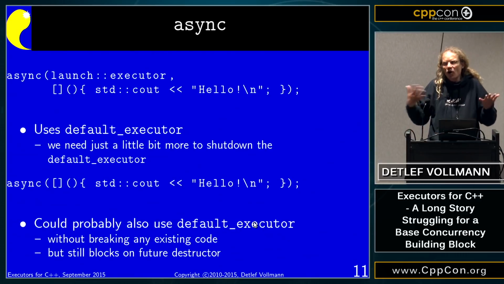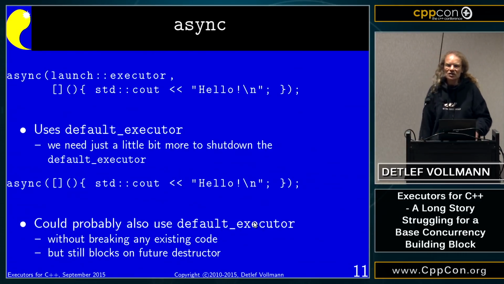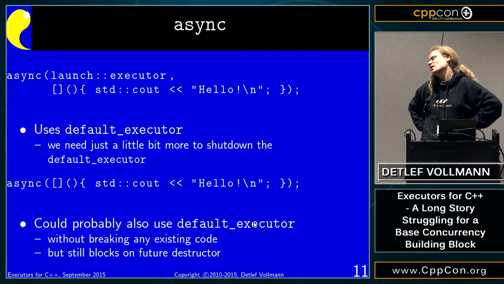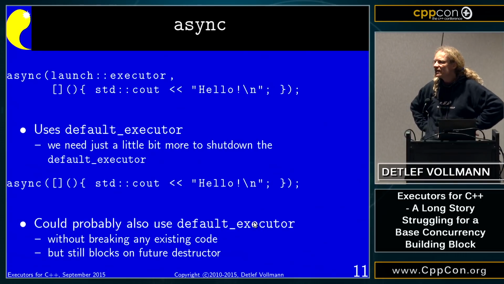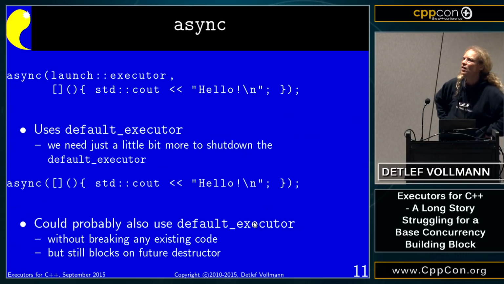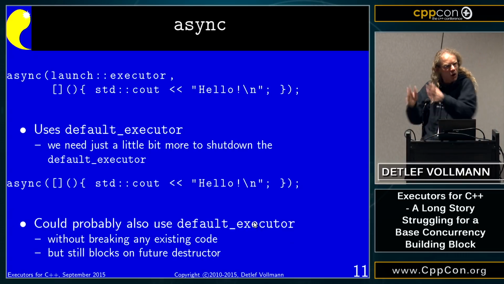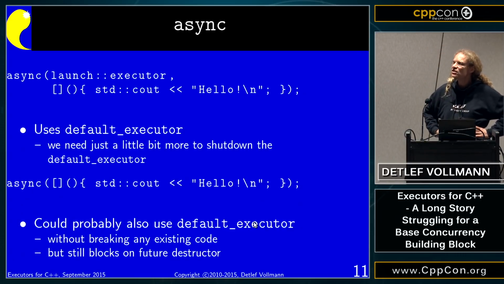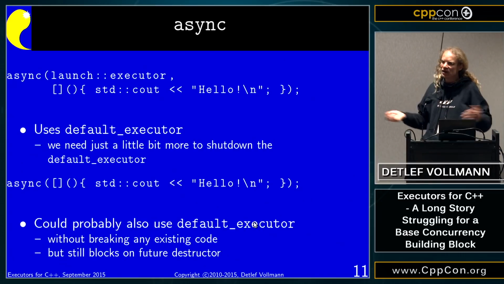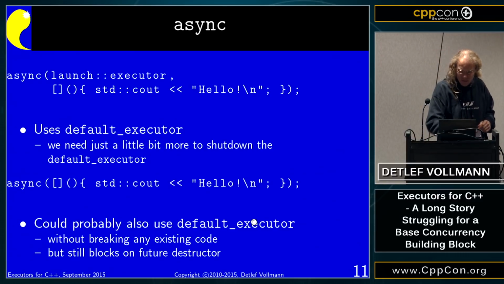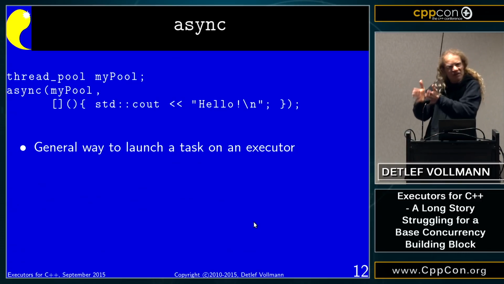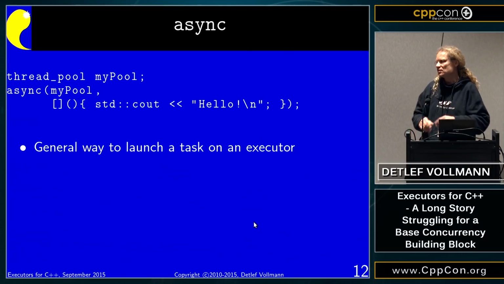And even the normal standard async could use the default executor. But it still has to block on the future destructor, because this is what people expect now. And as I said, sometimes it's very important that you know when the lifetime of your task has finished, so you can clean up all the global objects it might use. And the most important interface would be the last one: you just give it the specific executor you want to run the task on.